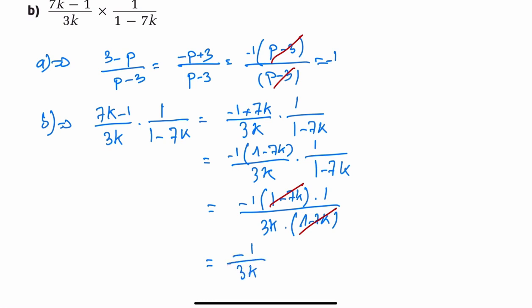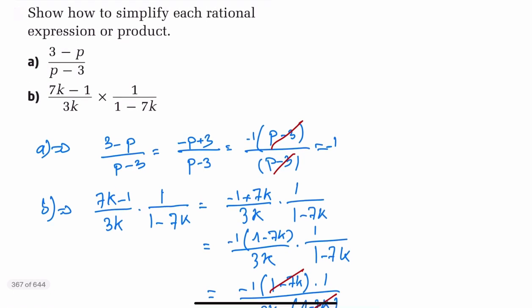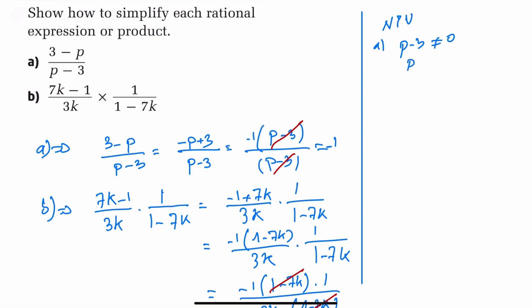Now for my permissible value, for the first question, I am not allowed to have a 0 at the bottom, which means P minus 3 should be different than 0. And that's exactly what I will do. Let me draw a line. Okay, for non-permissible value, for A, P minus 3 should be different than 0, which means that P should be different than 3.